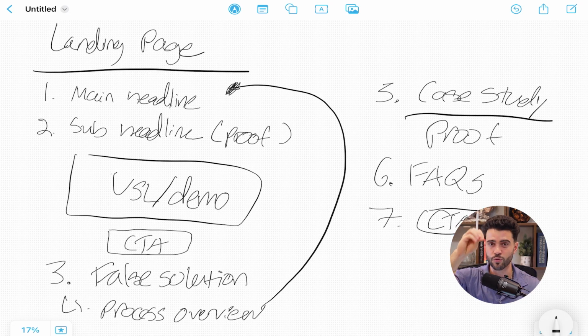That's exactly what you want to do with this landing page: you want to give them enough information to book a call with you. You don't want to overload them with information, but you want to give them enough so that they can trust you and say, you know what, I want to take a look at their product.